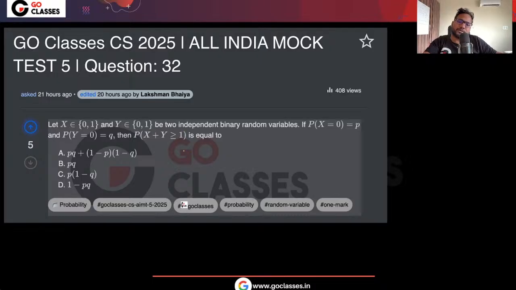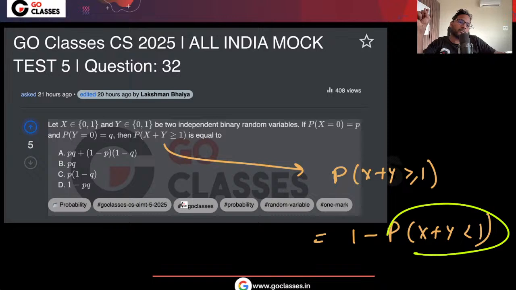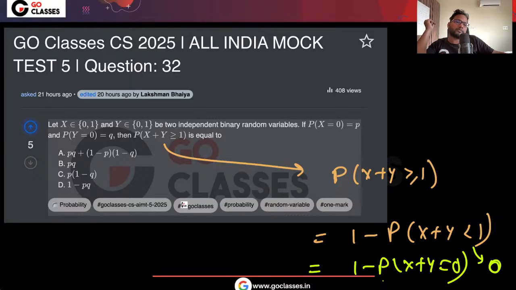Now let's see this question. I think this question was an easy one. The better way to solve this question is to say that this is nothing but the probability of x plus y greater than or equal to 1. This is 1 minus the probability of x plus y less than 1, right? Since x can take the value 0 or 1, and y can also take the value 0 or 1, less than 1 is possible only when they both are 0.